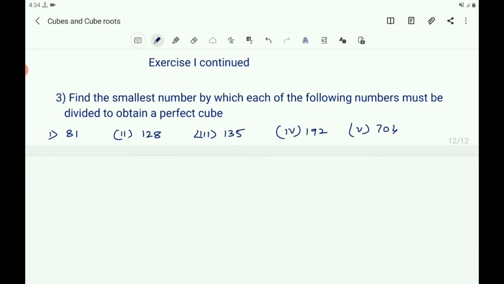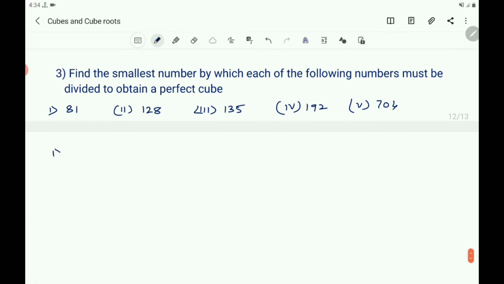We have to find the prime factors of each number and make groups of triplets, and the excess will remain. Here we have to divide by that excess number. So first number you take, that is 81. So you find the factors of 81. You know that 81 is not divisible by 2 but it is divisible by 3. 3 27s are 81, 3 9s are 27, 3 3s are 9, 3 1s are 3. So you write 81 equals 3 into 3 into 3 into 3.